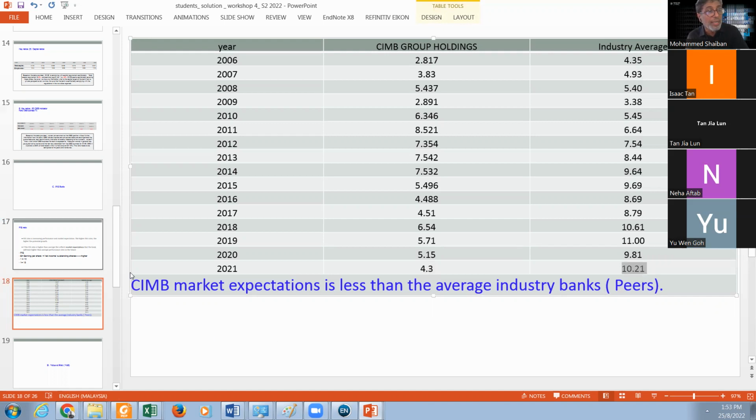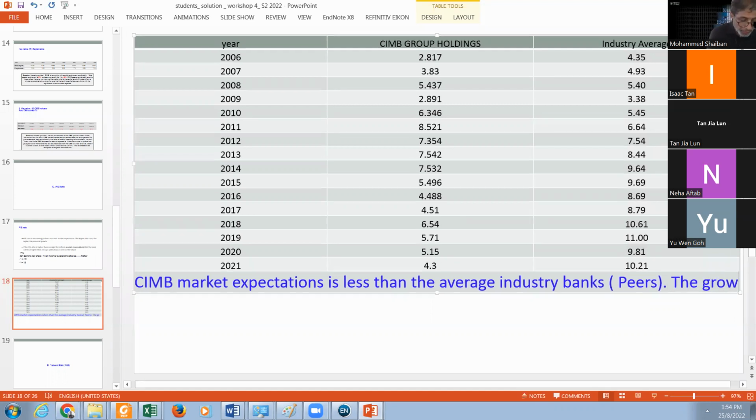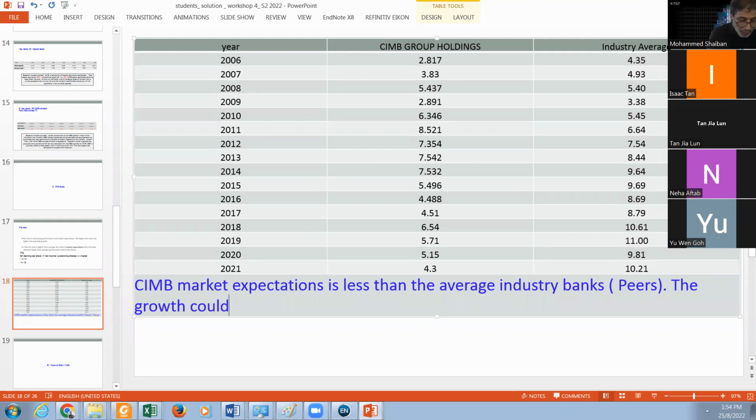So if this were, for example, like 15, then I would tell you, yes, the growth of CIMB is higher or there is a potential. But it looks like other banks are doing better than CIMB. This is the average of 4 big banks, which I take from the results. So please write these notes: CIMB market expectation is less than the average industry banks. The growth could be lower.